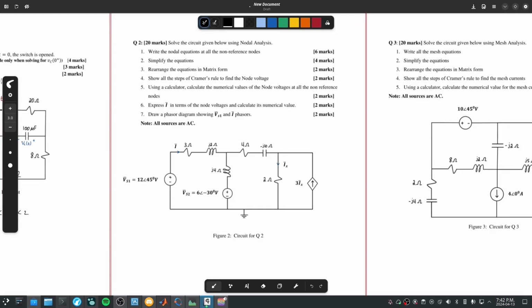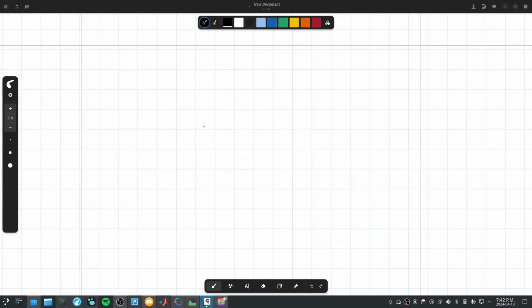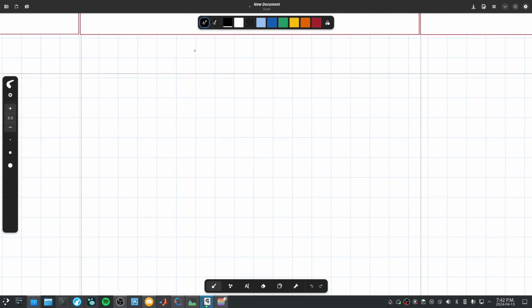Because question 2, honestly, I think the other person was right. It honestly might even be easier than the transients questions, because transients questions is a lot of remembering. Oh no, we have to do Cramer's rule. It's going to take a while.